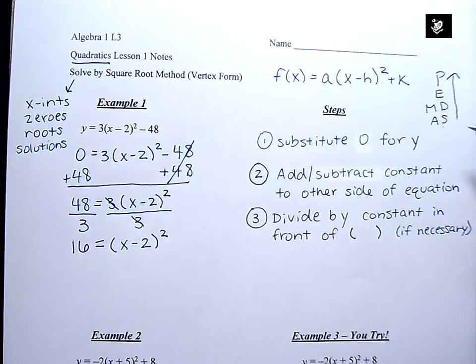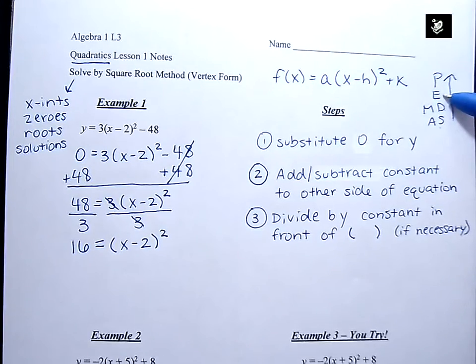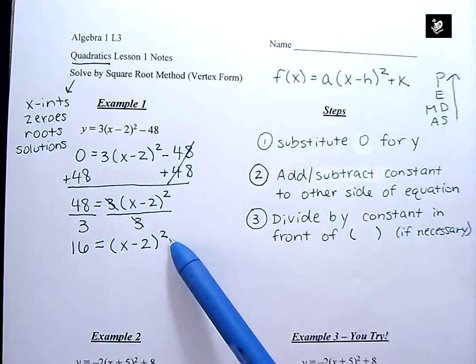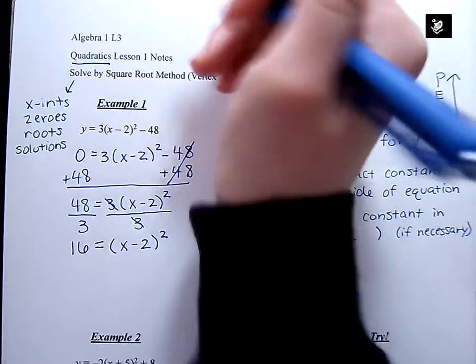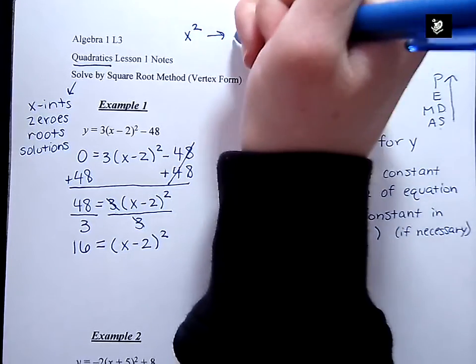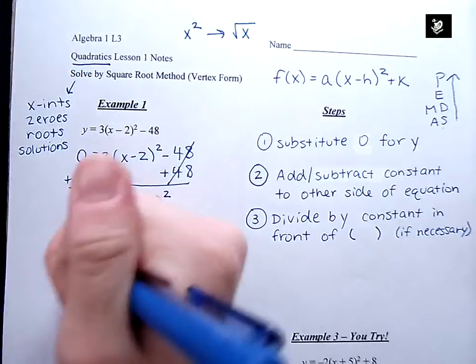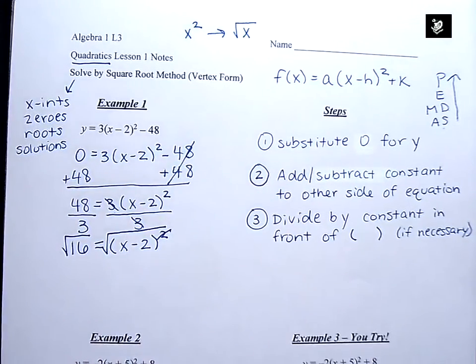So working my way up, I took care of addition and subtraction, I took care of multiplication and division. Now I've got to take care of any exponents that there may be. So I have an exponent of 2. Now, the opposite of squaring something is square rooting. So maybe we'll put that at the top of the page. If I have an x squared, the opposite is to square root that number. So I'm going to square root both sides. It cancels out that exponent.